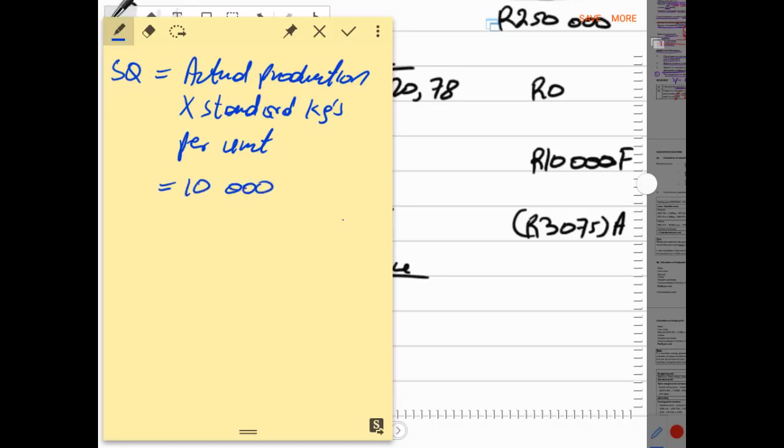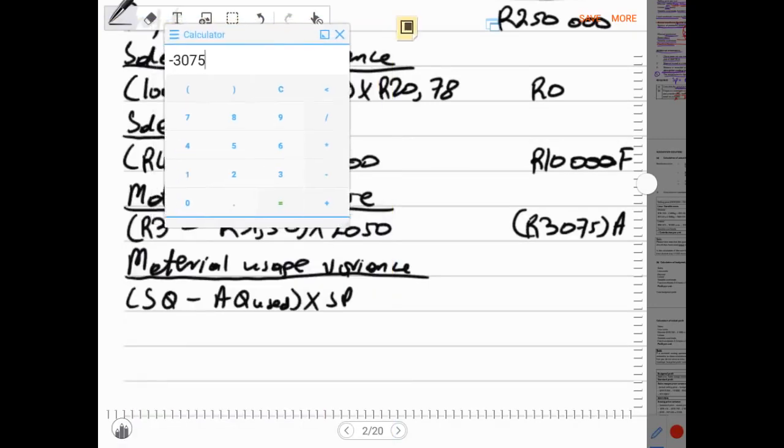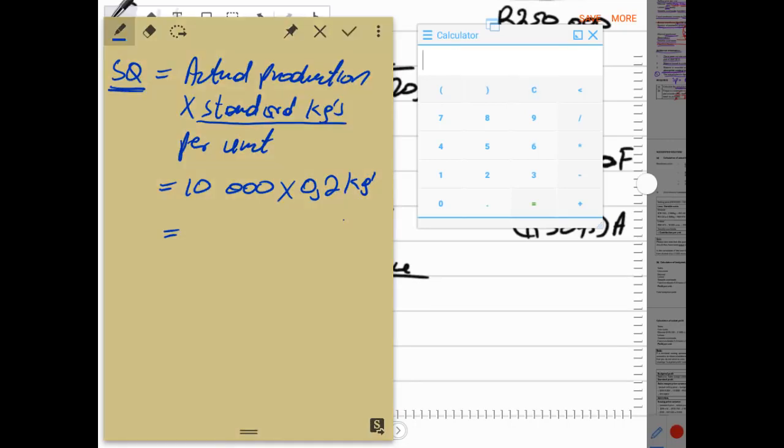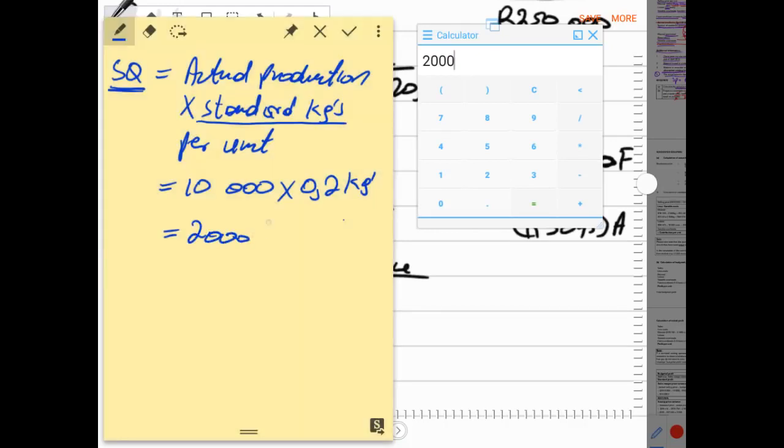We manufactured 10,000 units. How many standard kgs, meaning how many budgeted or standard kgs do we estimate it will take to complete one unit? We know that it takes 0.2 kgs to complete one unit. So that is the standard kgs per unit that I'm referring to. So now that will be 10,000 actual production times 0.2 kgs per unit. So that is how we calculate the standard quantities. Standard quantities are always based on actual information, which is normally actual production. Then we have 10,000 units, times 0.2 kgs per unit, and it gives us 2,000 kgs.